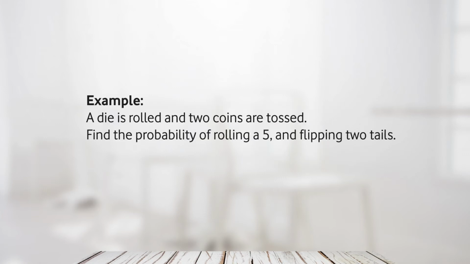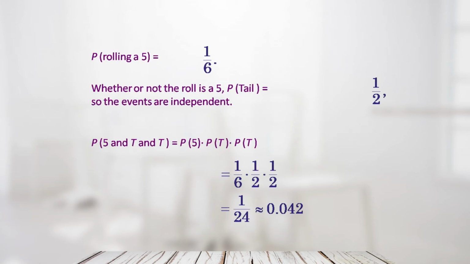A die is rolled and two coins are tossed. Find the probability of rolling a 5 and flipping 2 tails. P(rolling a 5) is equal to 1/6. Whether or not the roll is 5, P(tail) equals 1/2, so the events are independent. Now P(5 and T and T) is the probability of 5, probability of tail, and probability of tail: 1/6 times 1/2 times 1/2, and the answer comes to 1/24, which equals 0.042.